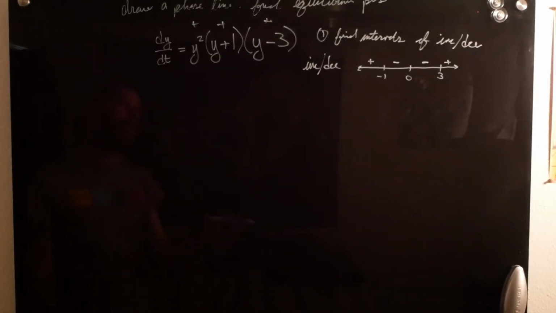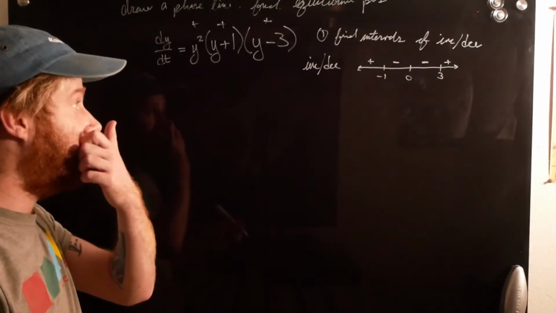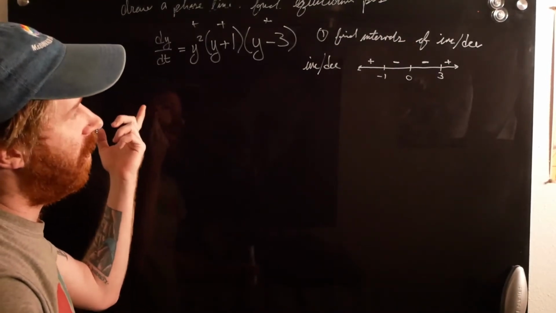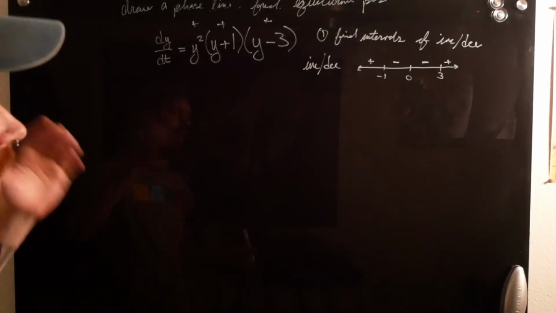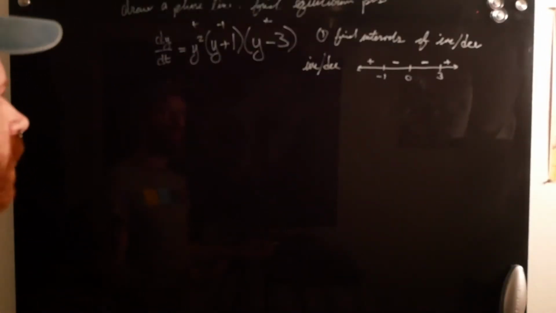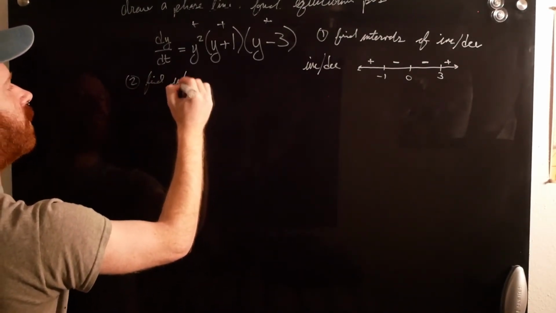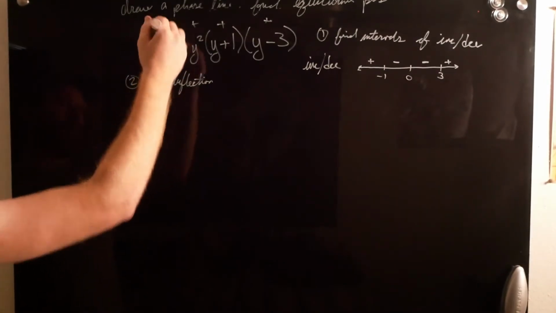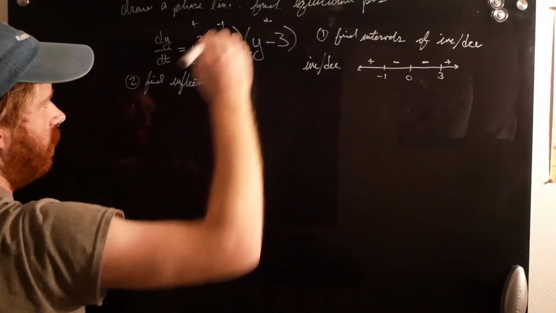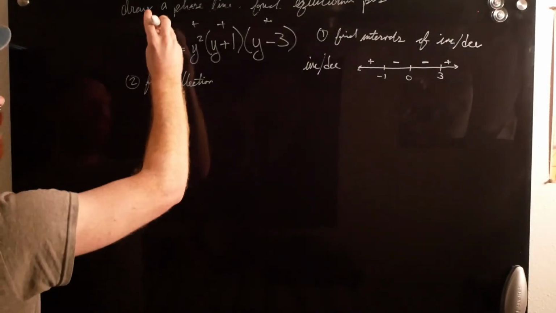We've done that. Now we need to find the inflection points, and to do that, in calculus 1, we know you have to take the second derivative of a function. We need to find y double prime in order to tell us what the inflection points are. So here I'll write to find inflection. In order to do that, we're going to have to use implicit differentiation, right? Because we have a y prime, and then we have that in terms of y.